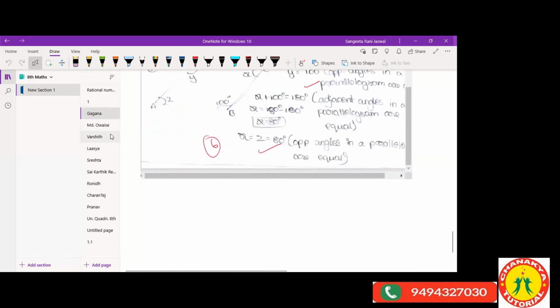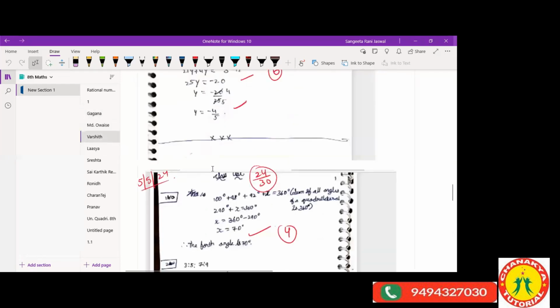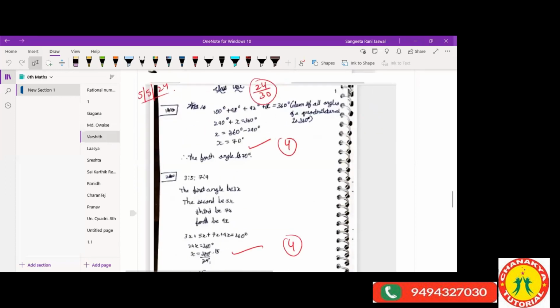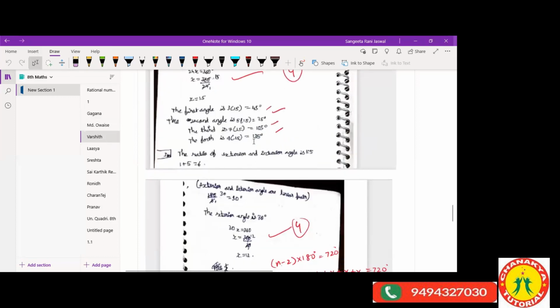Next, Mohammed Owaisi did not answer the test. Varshit, let me see Varshit's paper. Yes, Varshit, are you there? Okay Varshit, see, this is your paper. Your marks you must have seen on your WhatsApp also. So I want to show you where you went wrong.